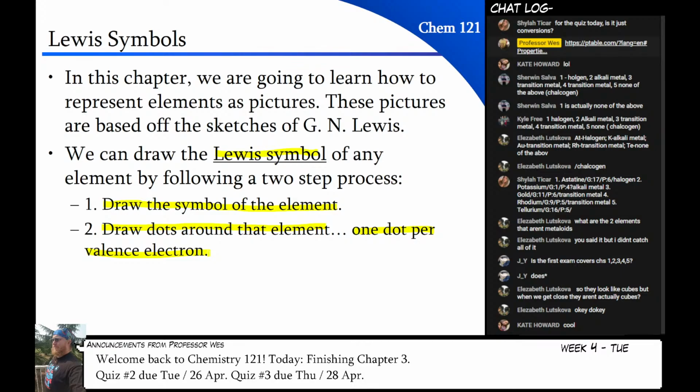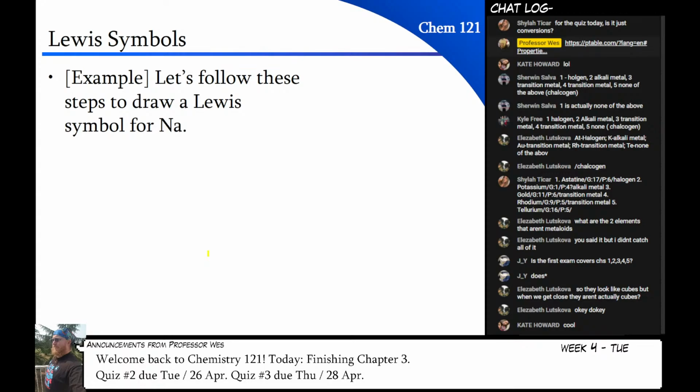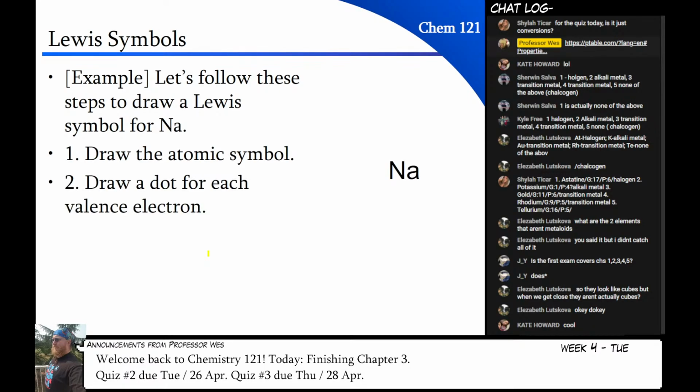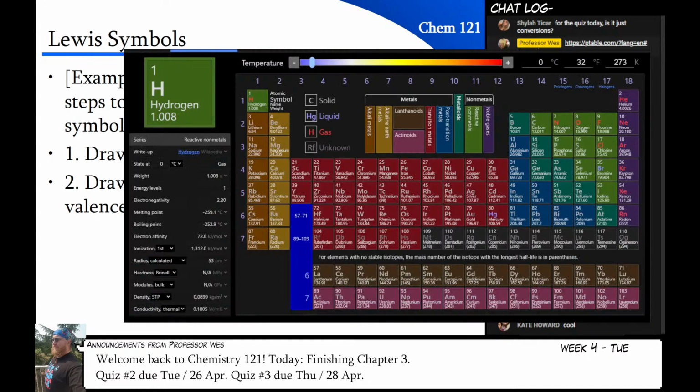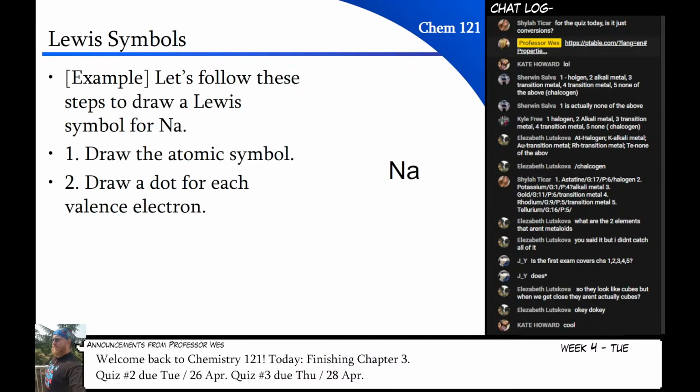So let's do that. We're going to do the Lewis symbol for sodium. So 1, draw the symbol. There you go. 2, draw a dot for each electron. So if I go back over here to the periodic table, and I click on sodium, we see that sodium is in group 1. So it must have 1 valence electron. So I'm going to put 1 dot around sodium. There you go. It's done. This is the easiest thing you'll do in this class, isn't it?